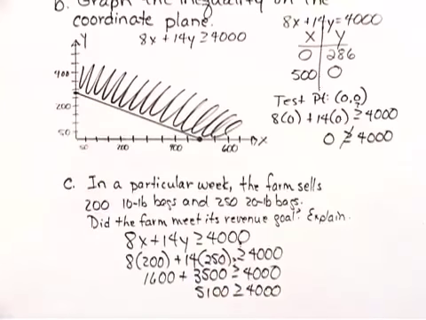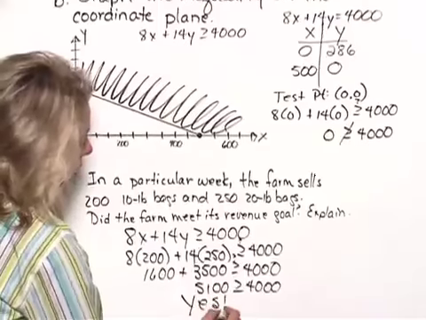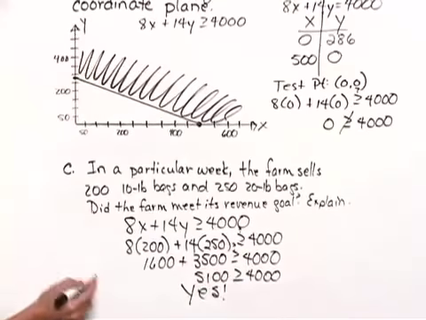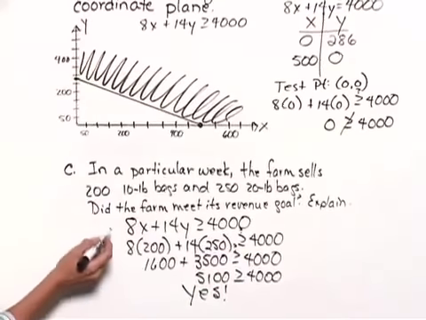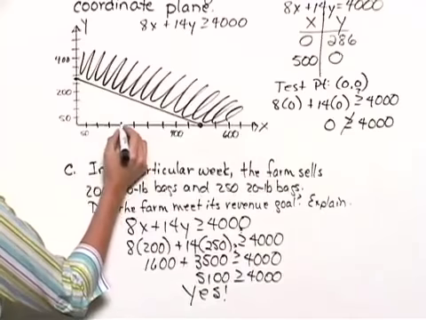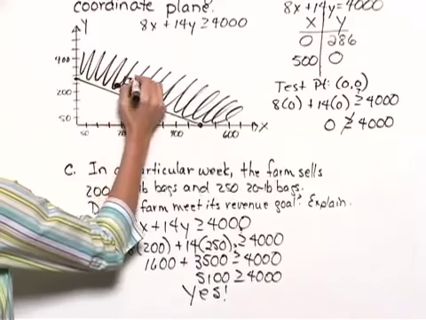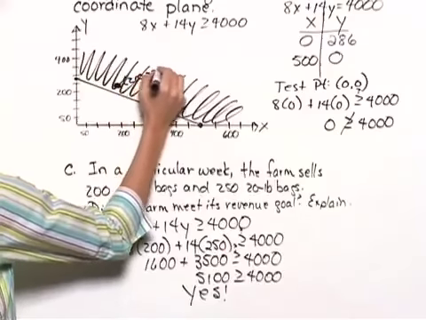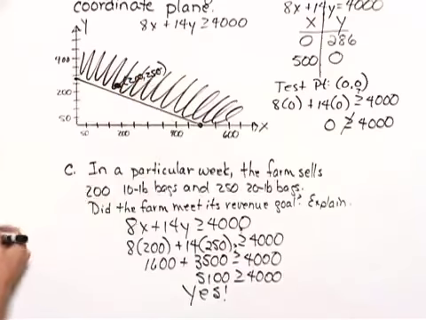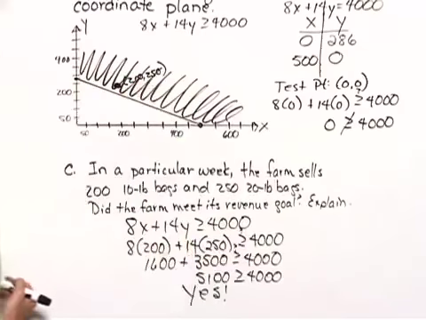That's a true statement. So yes, the farm did meet its revenue goal. Another way to do this would have been to find the point (200, 250). So here's (200, 250), about right here. And you can see that it's in the shaded region. So as long as that point is in the shaded region, then it satisfies our original inequality of 8x plus 14y is greater than or equal to 4,000.